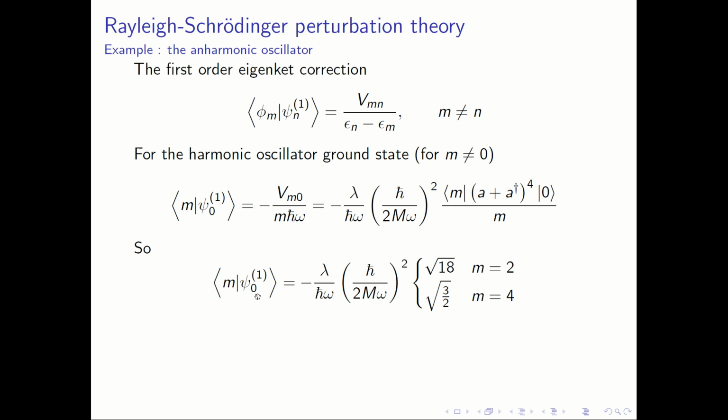So the only non-zero values are when m equals 2 and m equals 4. Of course m equals 0 is also non-zero, but we don't need that because this formula for the overlap is valid only for m not equal to n. So we get these two factors. The root 18 and root 3 by 2 are simply the factors we had seen in the last calculation.